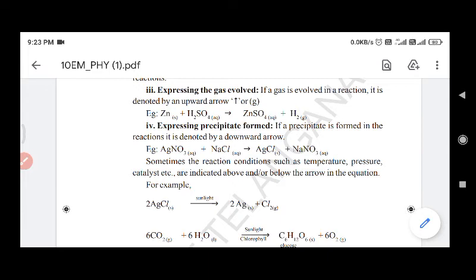If any temperature or pressure, or any catalyst is utilized to complete the chemical reaction, all these we also have to mention while writing the chemical equation. Some chemical reactions continue in the presence of some pressure or some temperature maintenance, and some chemical reactions become fast in the presence of some catalyst. So whatever conditions are required to complete the chemical reaction, we can mention above the arrow or below the arrow.